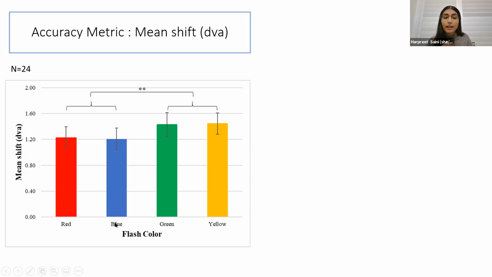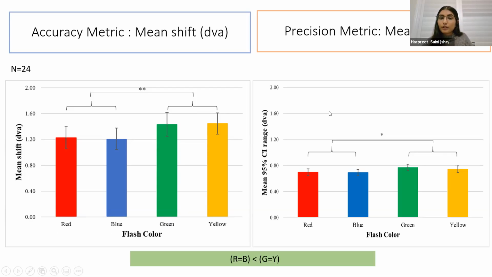Here we saw that red and blue flashes were less shifted than green and yellow. And similarly, for precision, we found that red and blue flashes result in more precise predictions of flash location compared to green and yellow. And that matches the pattern of effects that we found for our shift analysis.